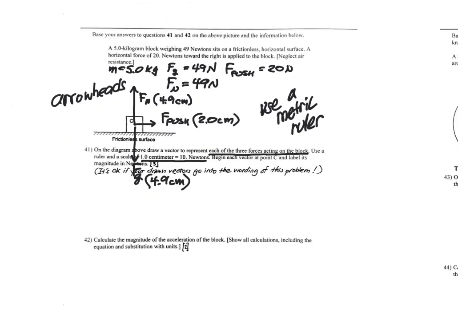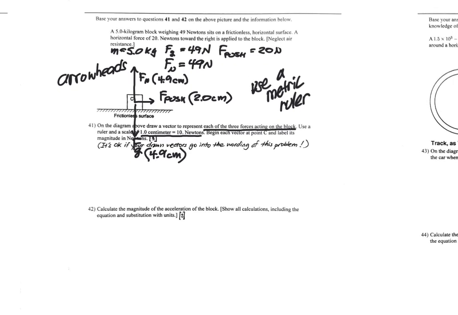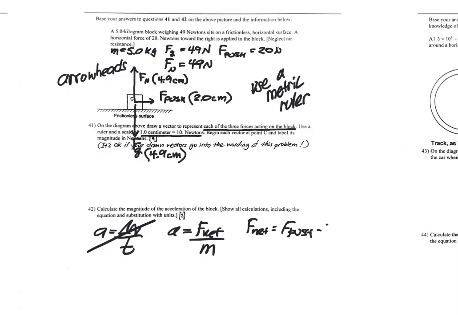And then 42 says, what is the acceleration of the block? So I could use a = Δv over t, but I have no idea what the speeds are or the time, so that's not going to work. I could also use a = F_net over the mass. The normal force and the weight cancel each other out, so the net force is the pushing force. You could say net is push minus friction, and there is no friction because it's a frictionless surface, so you would wind up with the net force being the pushing force.